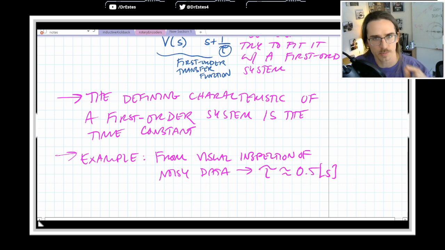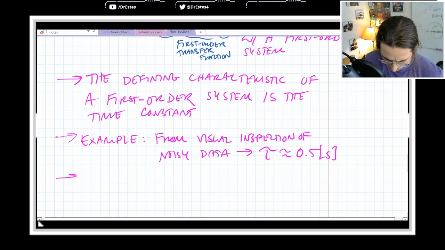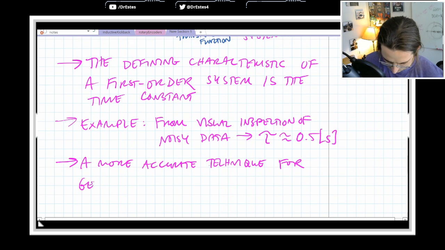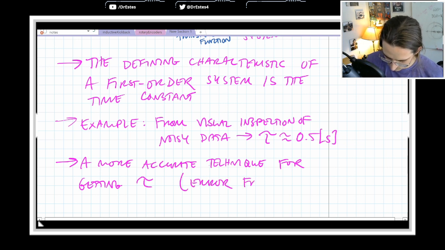This is not ideal because, as you've witnessed this process, what I just did cannot be very accurate. Let's look at a more accurate technique. And this is basically what I want to show you today. A more accurate technique for getting tau. This is called the error fraction method.